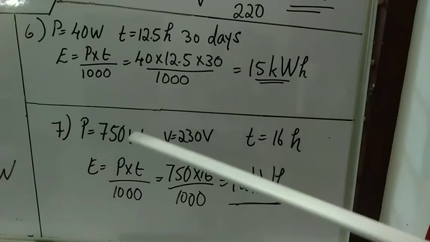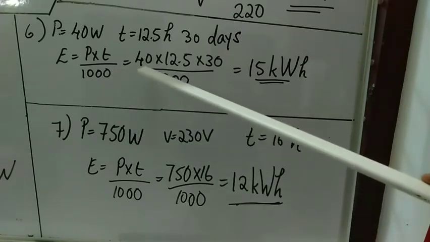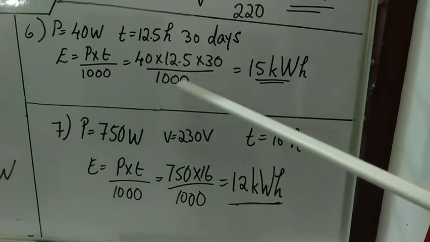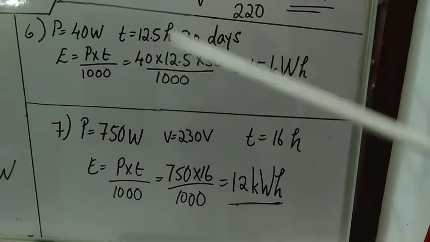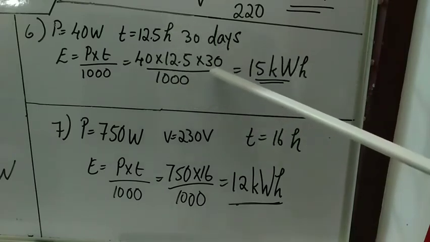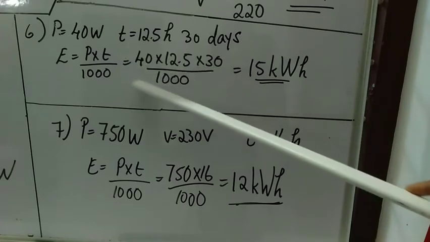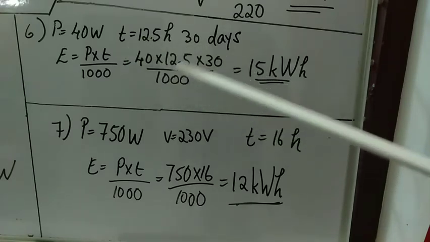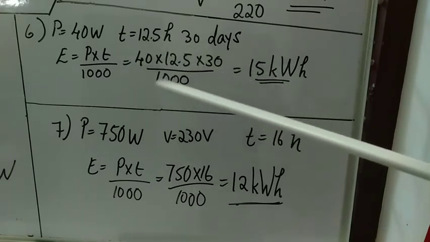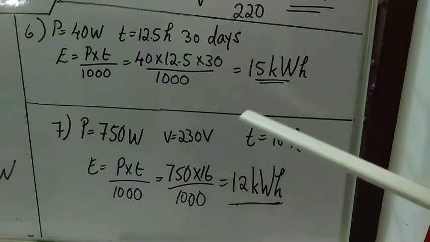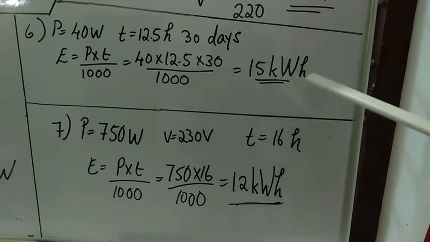So electrical energy is equal to power into time by 1000. 40 into 12.5 by 1000. Since this is used for 30 days, you can multiply it by 30. If you want, you can first find the electrical energy alone, then multiply by 30. Or you can substitute directly. You will get the answer 15 kilowatt hour.